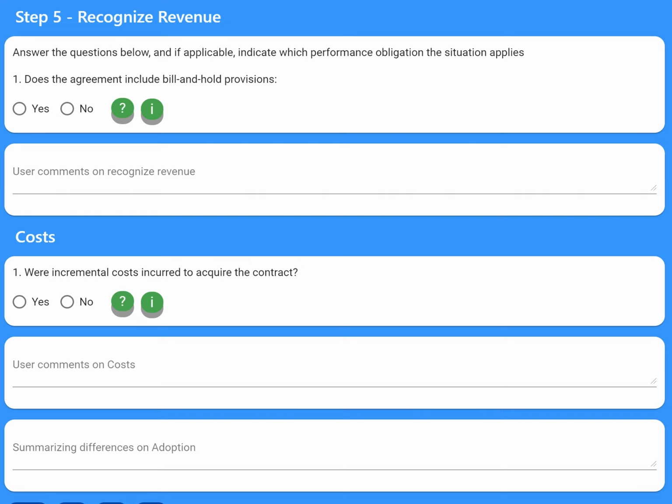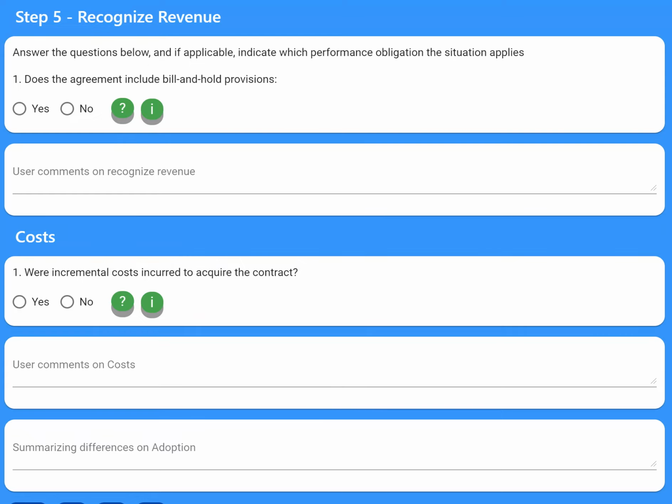In the earlier videos within this series, we identified the scope of the standards, we identified contracts that would be accounted for within the revenue standards, we identified performance obligations, we determined the transaction price, and we allocated the transaction price. Now the final step in the process is to recognize revenue.